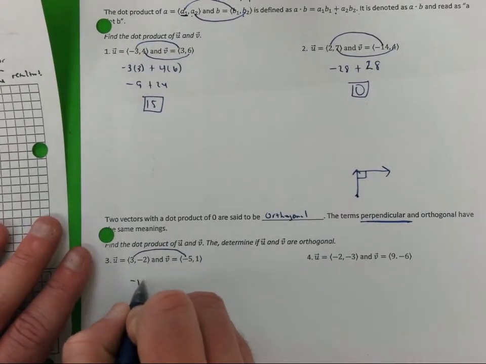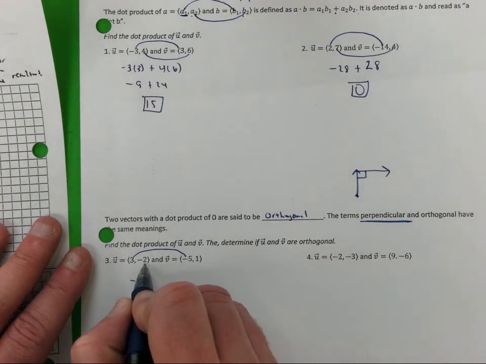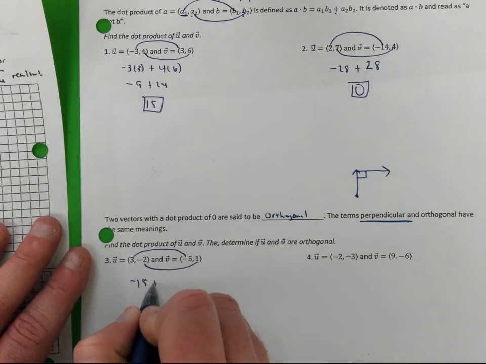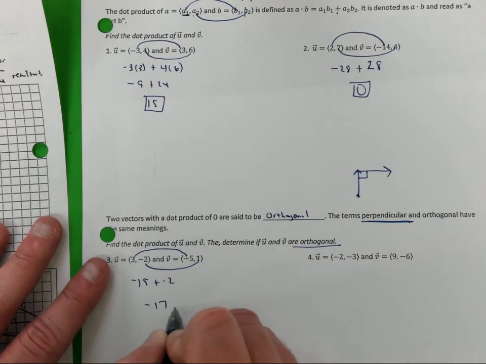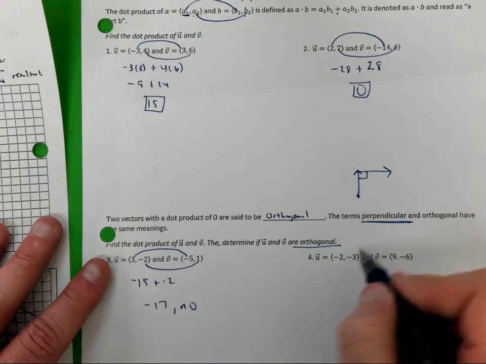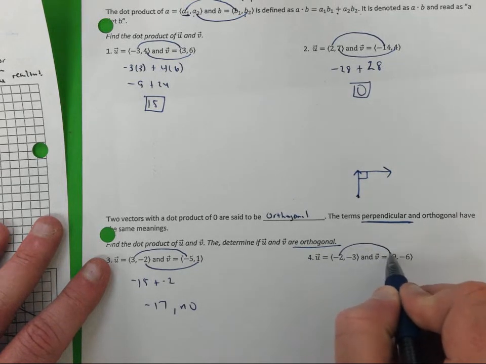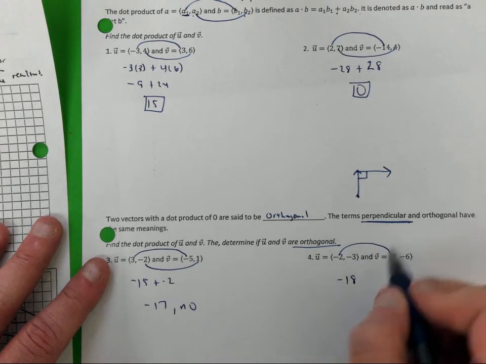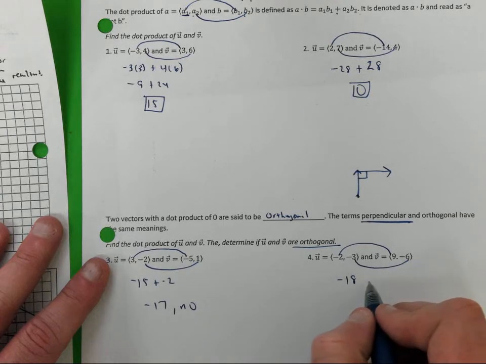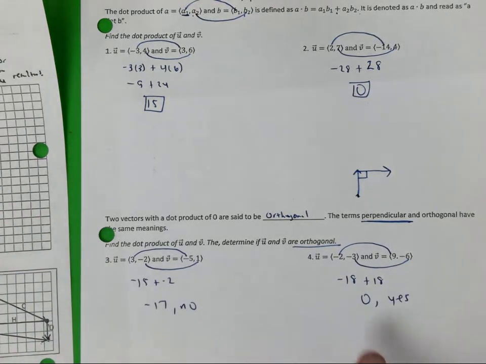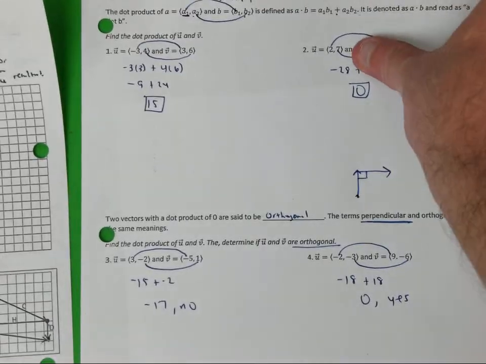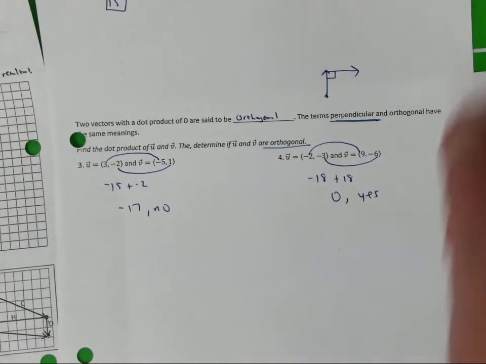So it says find the dot product, U dot V. 3 times negative 5 is negative 15. Negative 2 times 1 is negative 2. That gives me negative 17. Are they orthogonal? No. Over here, negative 2 times 9 is negative 18. Negative 3 times negative 6 is positive 18. That gives me 0. Are they orthogonal? Yes. That means they meet at right angles.